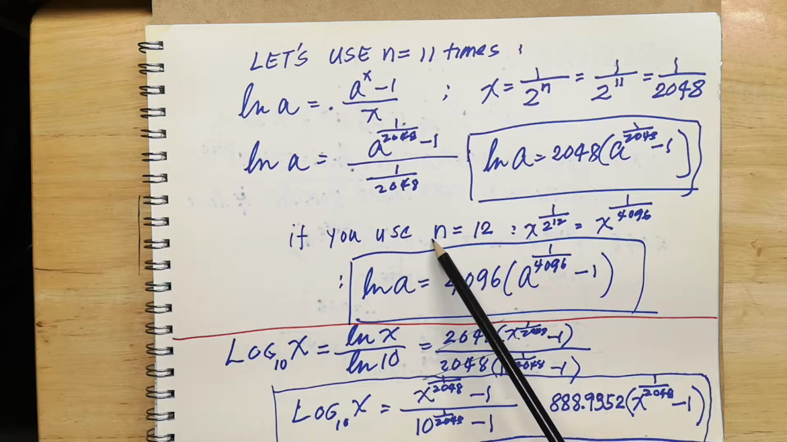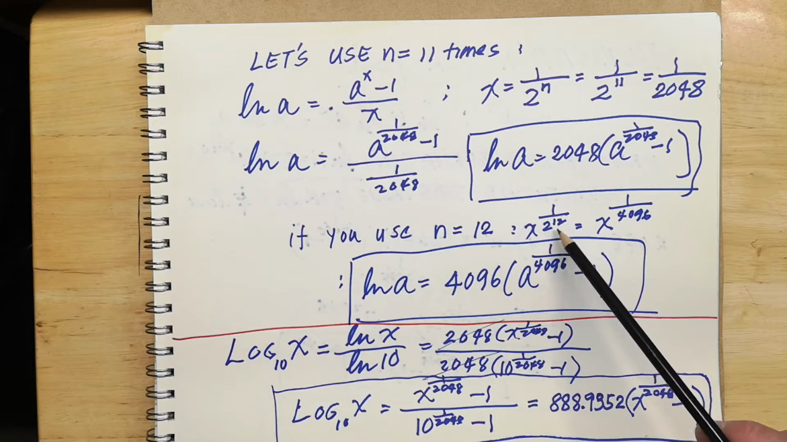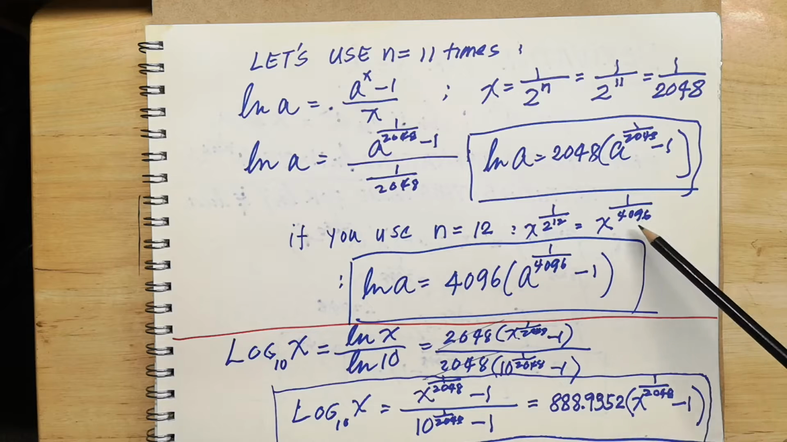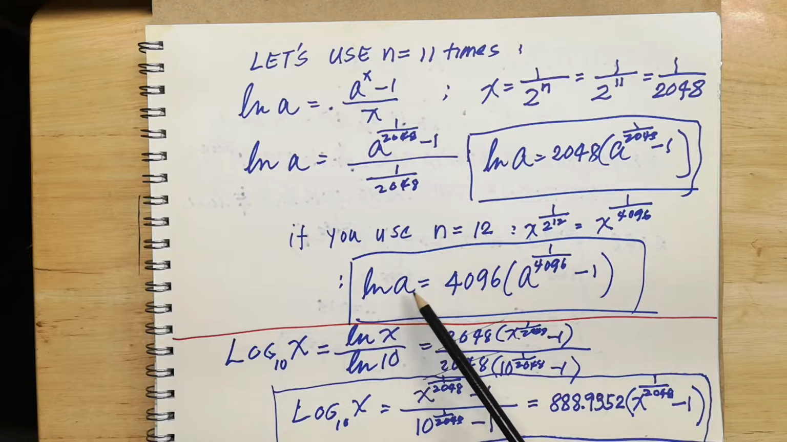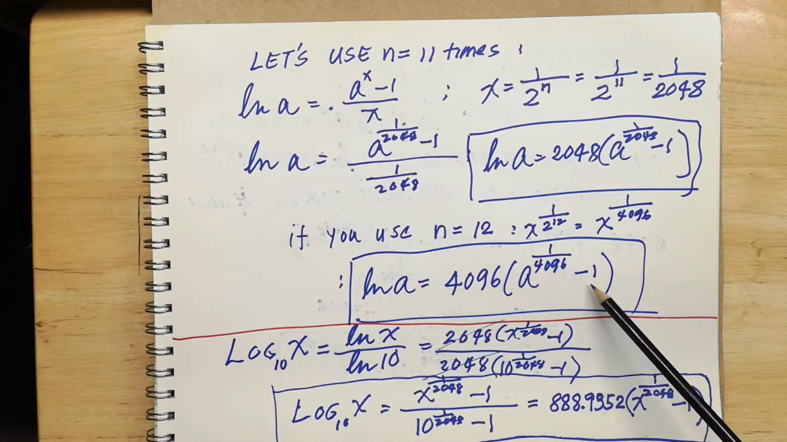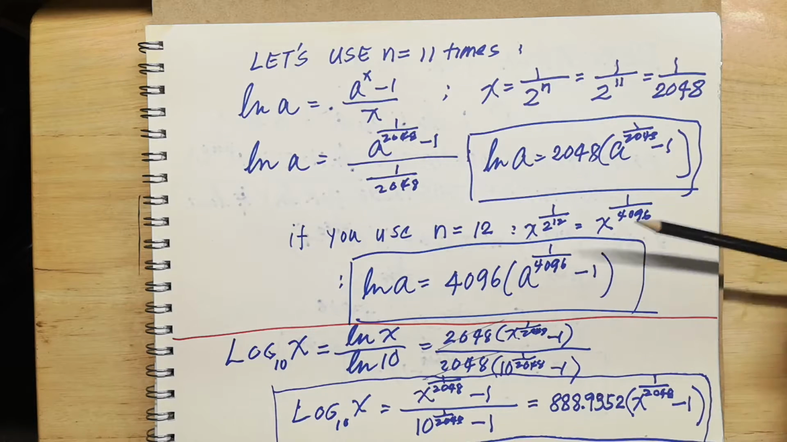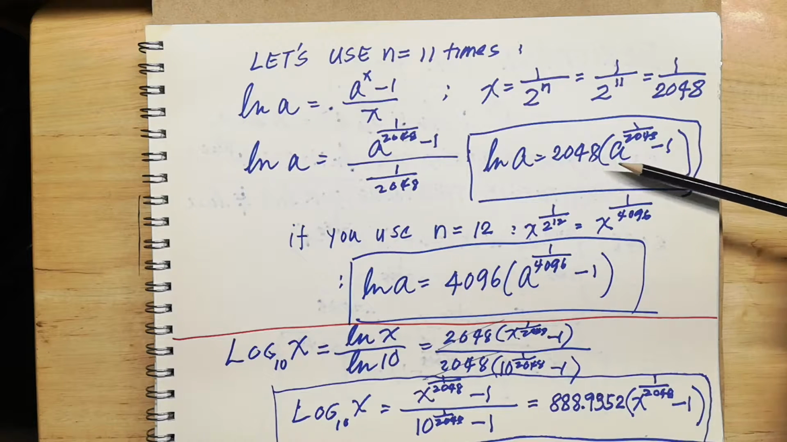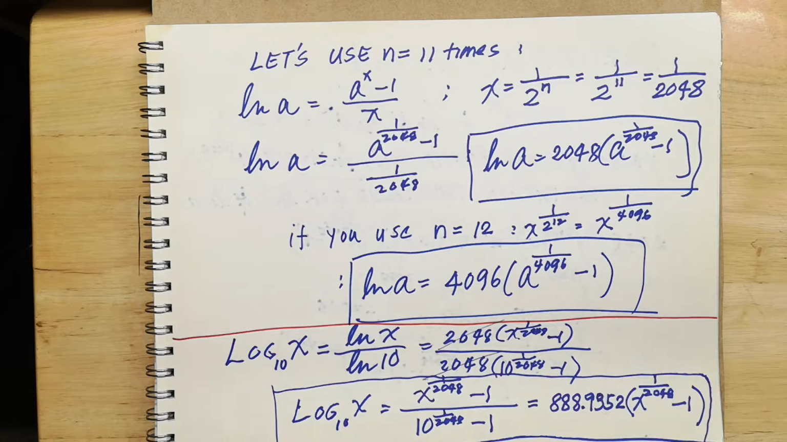If you use n is equal to 12 times, that means x is 1 over 2 to the 12, or 1 over 4096. Then you can also calculate ln of a is equal to 4096 times a raised to the 1 over 4096 minus 1. So you can use both of these formulas, but for simplicity, just use this one. So you don't need to press 12 times, just press 11 times.